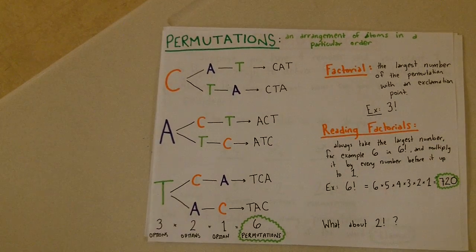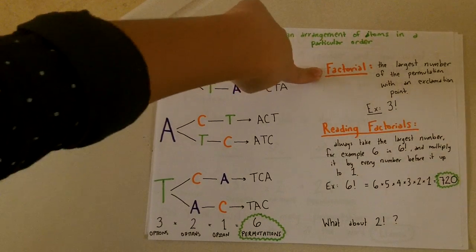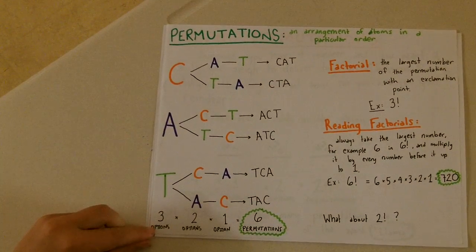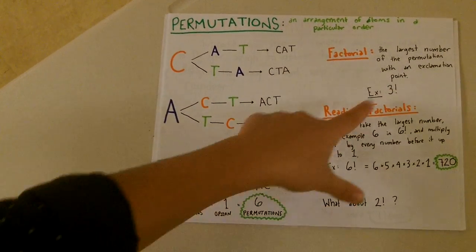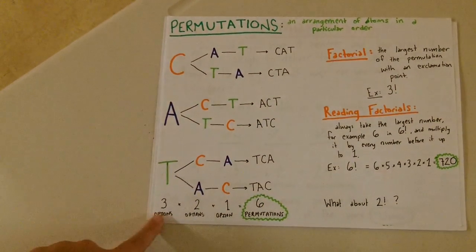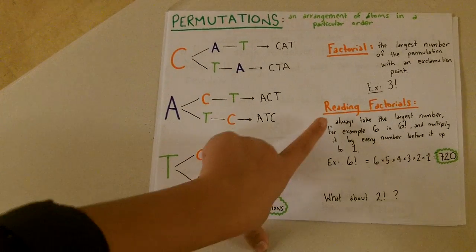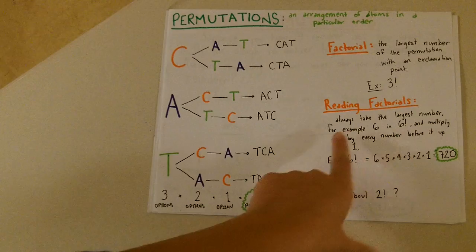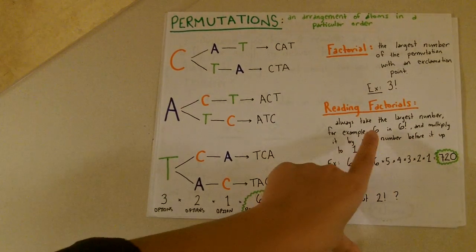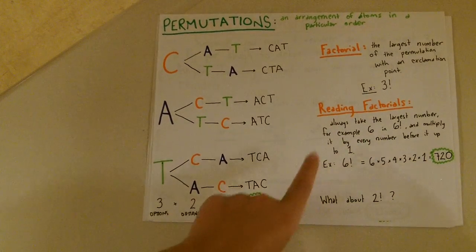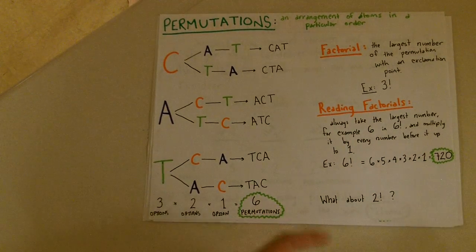So a lot of times when you see questions with permutations, you'll see it written as a factorial. Factorial is basically the largest number of the permutation with an exclamation point next to it. So this one would be 3 exclamation point. And the way that you can read factorials and just permutations in general, you always take the largest number. So if you saw 6 with an exclamation point, the largest number would obviously be 6. And then you multiply it by every number before it, going down all the way to 1. Obviously you don't multiply it by 0.